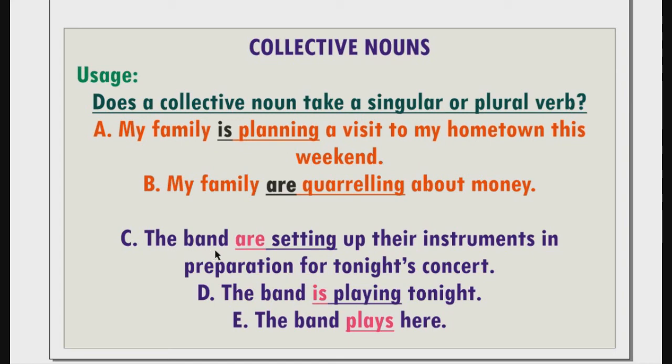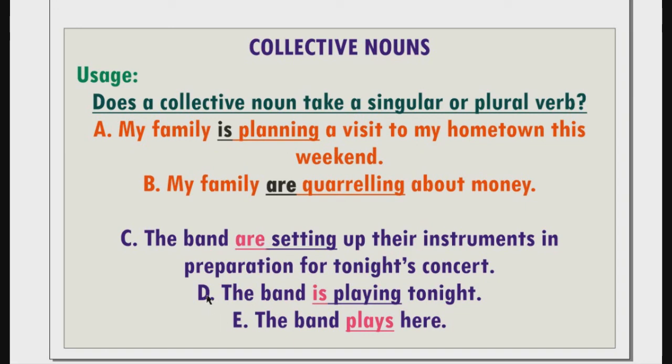Example C, the band are setting up their instruments in preparation for tonight's concert. Here we have a plural verb because although the band are still working together in this case, each of them has a different task. The person who plays the drum in the band will be busy setting up his own drum. The person who is playing the piano is setting up his own piano. The vocalist will be busy mounting their microphones on the mic stand. You see that they are doing different things. So here it is right if we use a plural verb for the band.